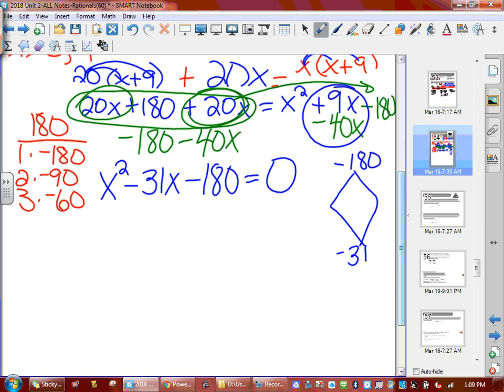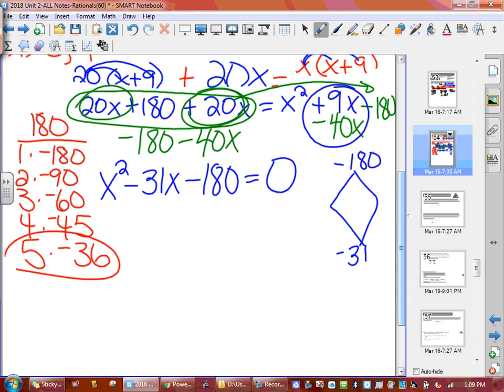And we keep going. 4, does 4 go in? 4 times negative 45. And then there's 5 times negative 36. And that's the one we're looking for, because that's going to give us negative 31. So we're looking for that guy right there. So those are the numbers that are going to go in the brackets.